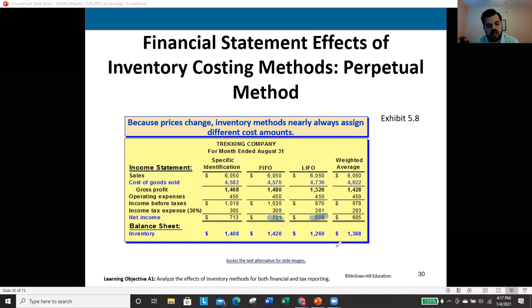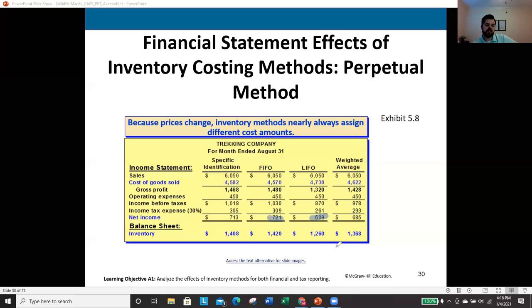So the issue is, if I could, I would want to use LIFO anytime I'm reporting to the IRS, and I would want to use FIFO anytime I'm reporting to my shareholders. But do you think this is allowed? What do you think? Okay. So the government realizes this, of course.